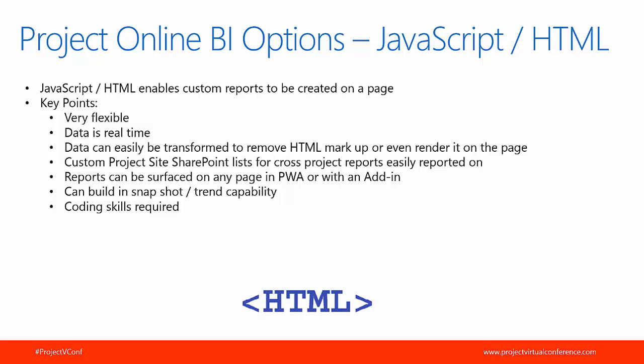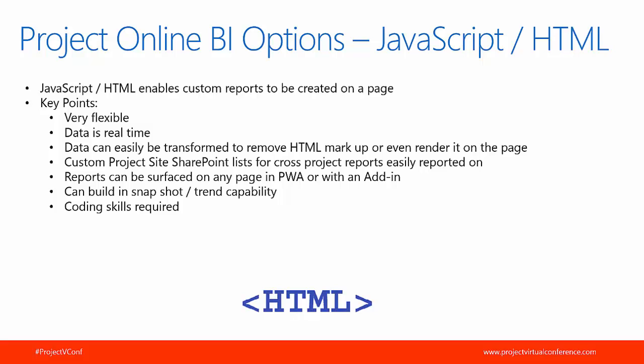The data is real time because it's just using the APIs. We don't have to wait for any data to be updated. It will refresh on the page when you click on things because it will just make calls to those APIs. Because we're doing the coding, we can manipulate and transform that data however we like. We can strip out certain properties or strings from the data that is returned, or we can choose to render it. Getting the custom project site SharePoint lists for projects is very easy because we can programmatically build up that URL to go to those list REST APIs.